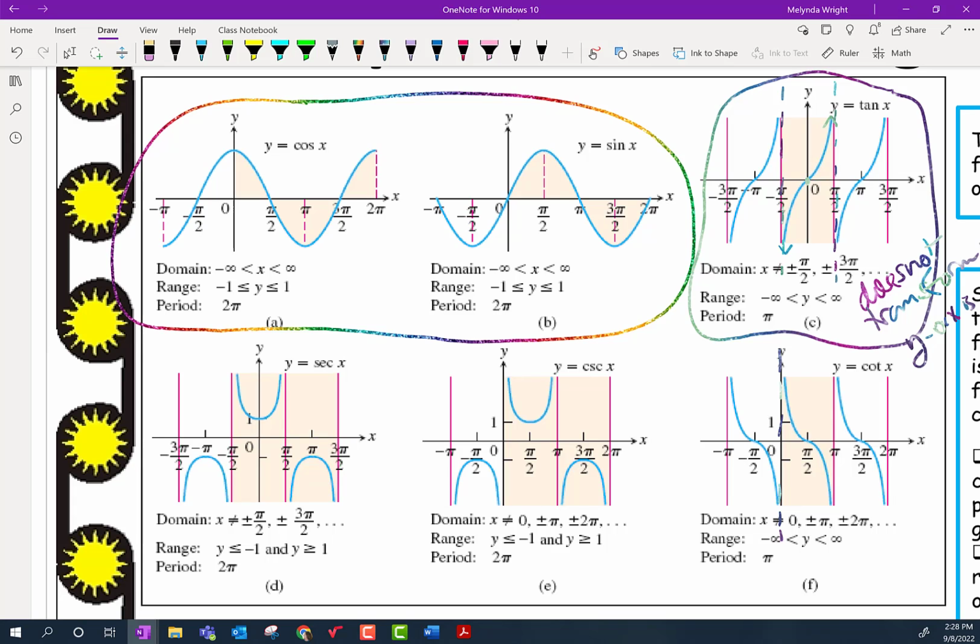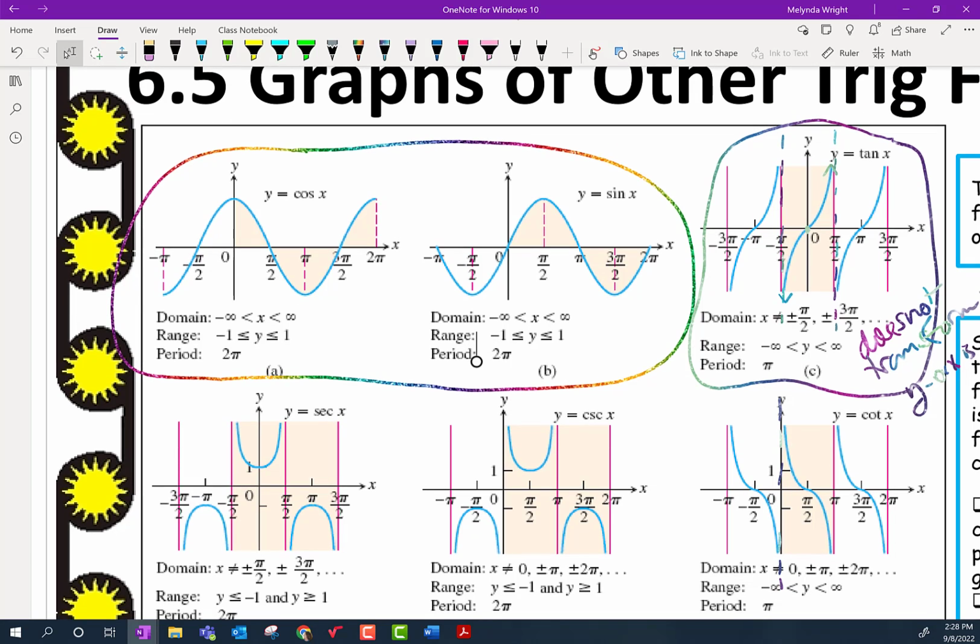And we discussed last time the relationship between the unit circle and these graphs. So let's think about cosine, for example. If I start at 0 on the unit circle, my cosine value is 1, right? You can see that at 0, the cosine value is 1. When I go over to pi over 2, we know that cosine is 0 there, and we can see that at pi over 2, cosine is 0.